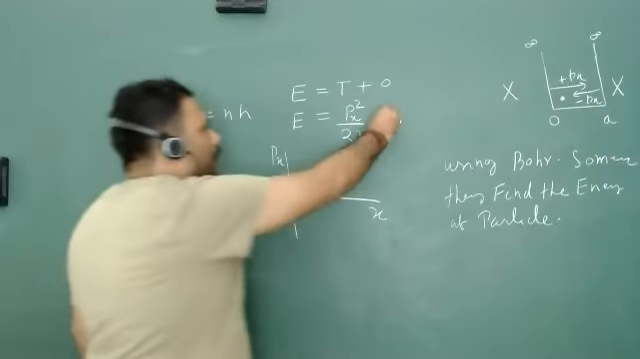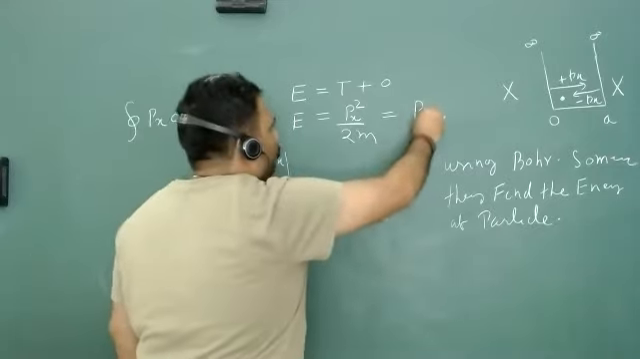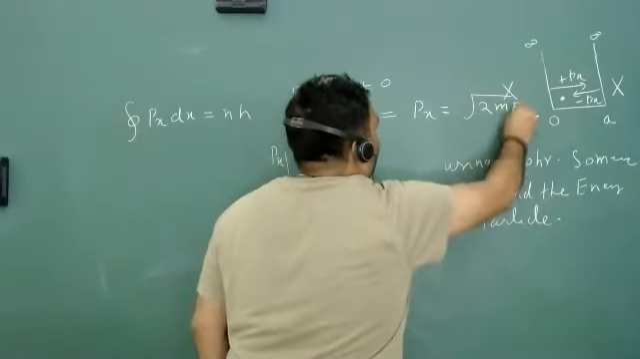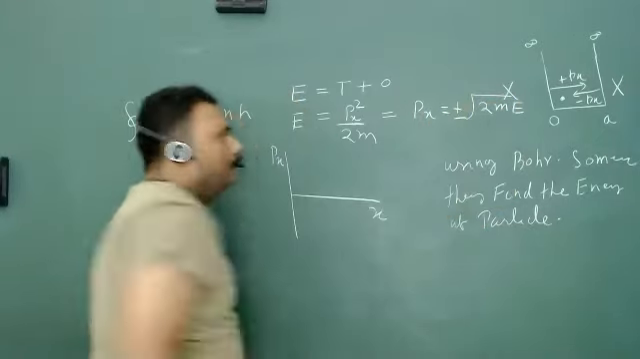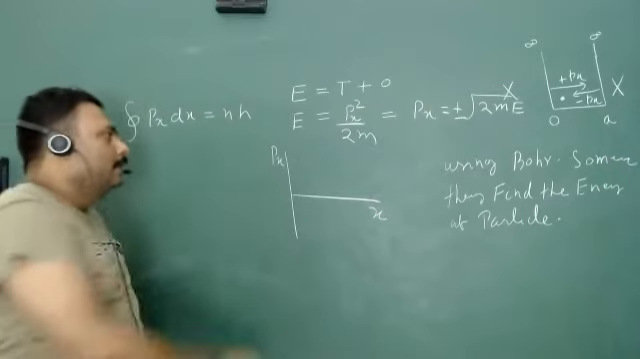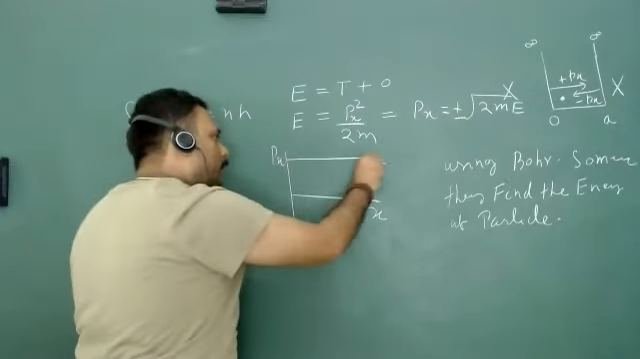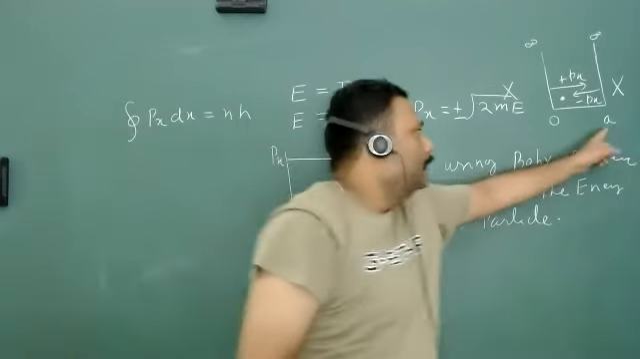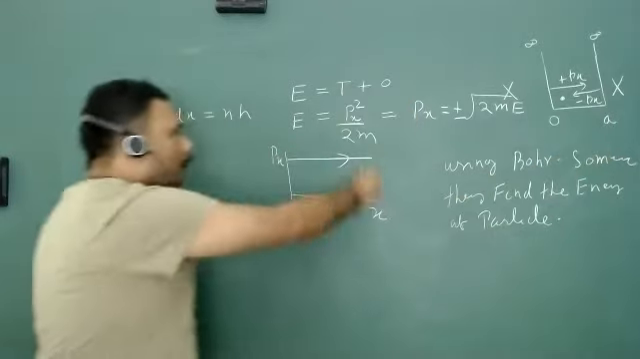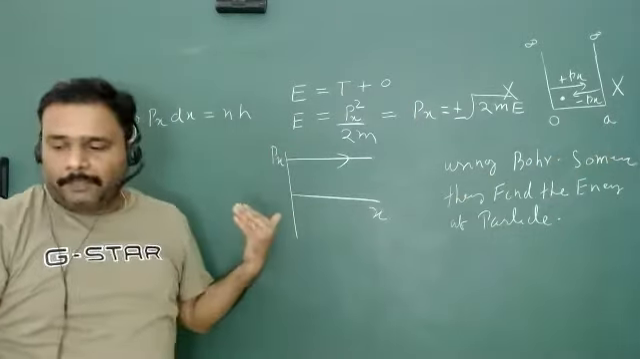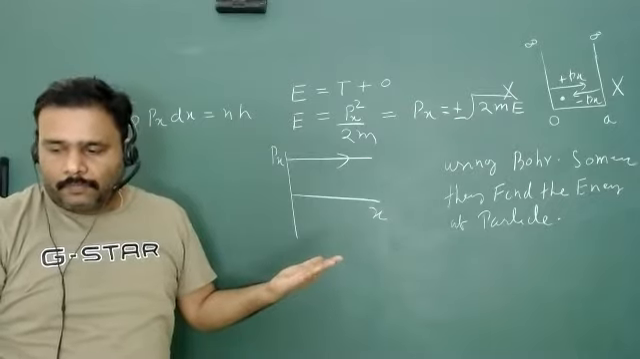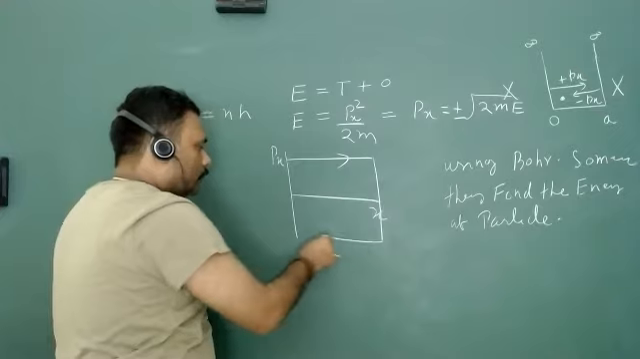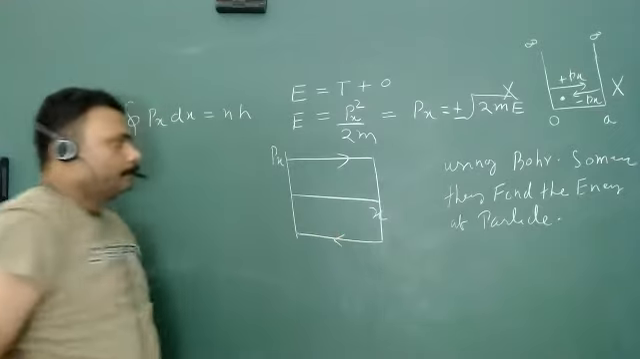The px can be written as the square root of 2mE. Very good, px is equal to root under 2mE, plus and minus, isn't it? The plus sign means it will go from here to here, and once it collides with the wall at x is equal to a, what will happen? Will its momentum become minus or remain the same? Minus. So its momentum will become minus, and it will just come back like this.